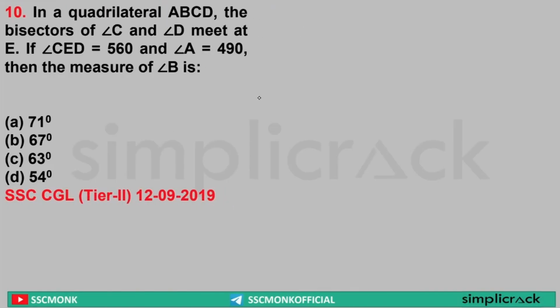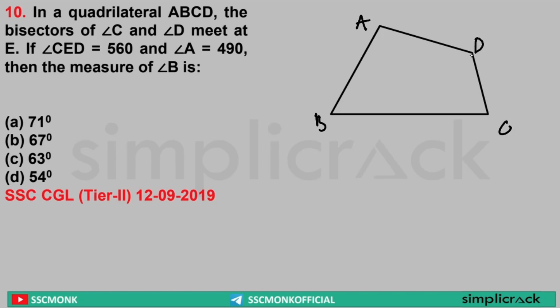Next, in a quadrilateral ABCD, bisectors of C and D meet at E. So let's say this was a quadrilateral, okay? A, B, C, D. So bisector of C, bisector of D, they meet at E, with CED equal to 56 degree. A is equal to 49 degree. What is the measure of B? Now bisector means if this is X, this will be X. If this is Y, this will be Y.